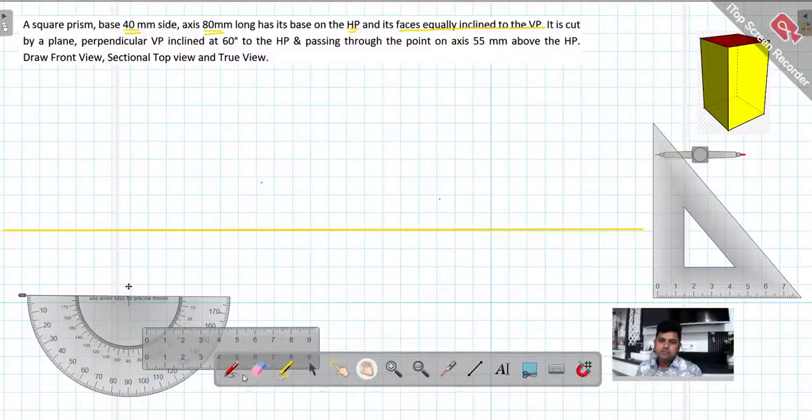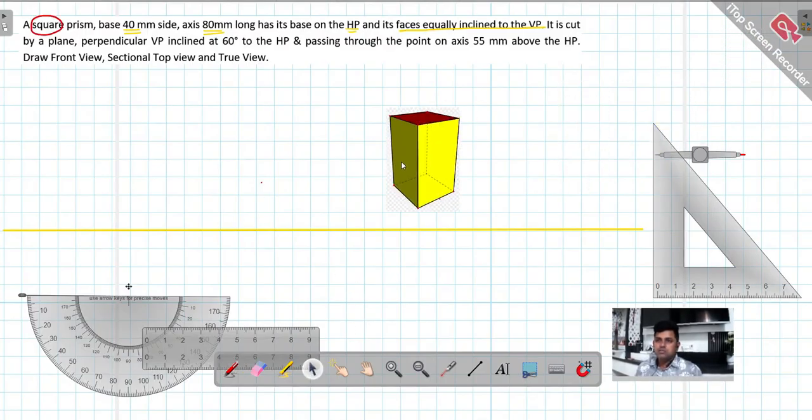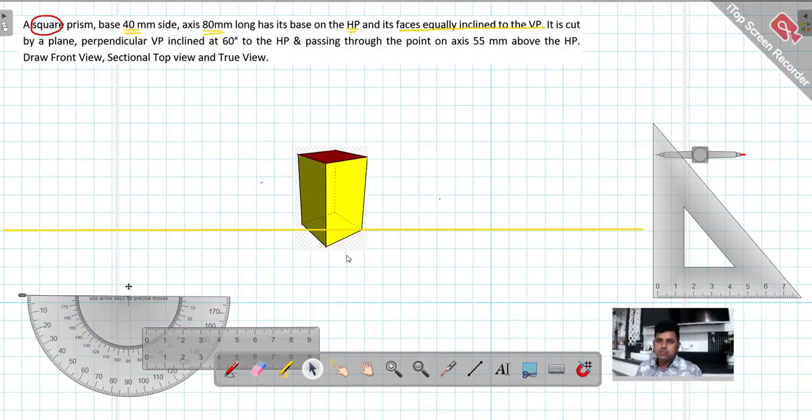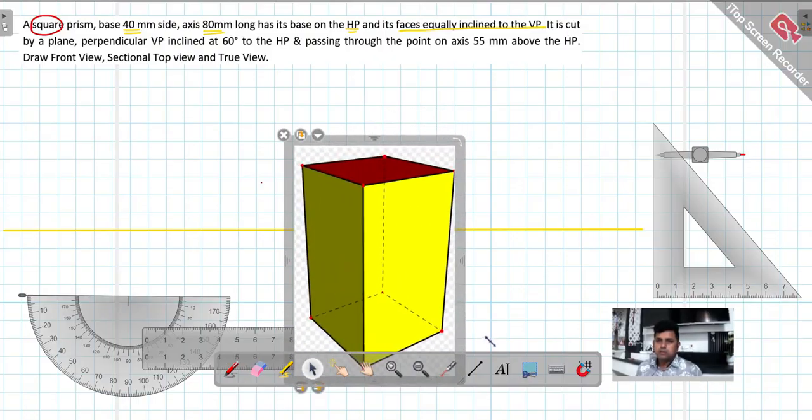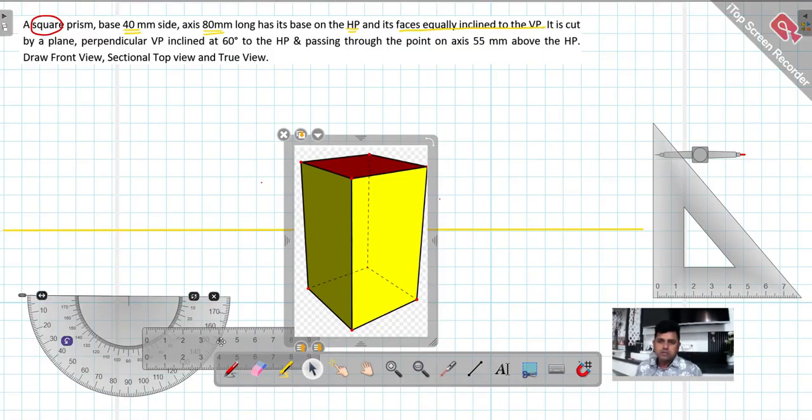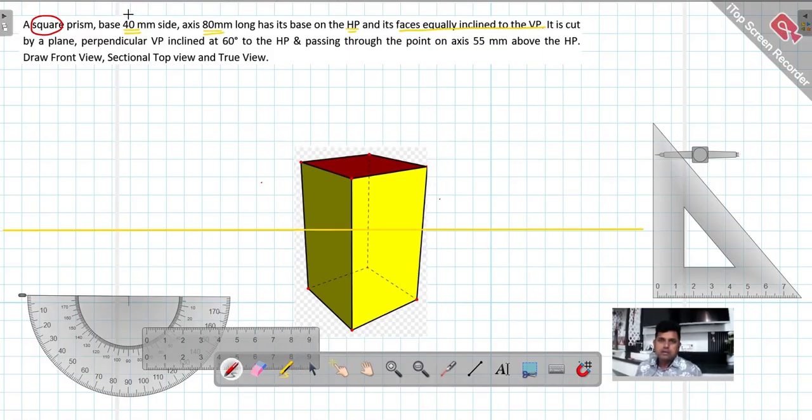Hello everyone. Here we're going to talk about a square prism. So how the square prism looks. This is one of the examples of the square prism. See how it looks. So it is given in the numerical that 40 is the side of the square prism. So every side of the square prism is equal.